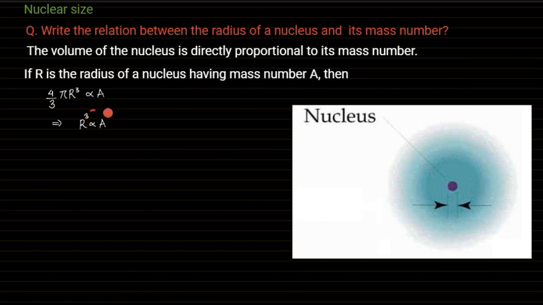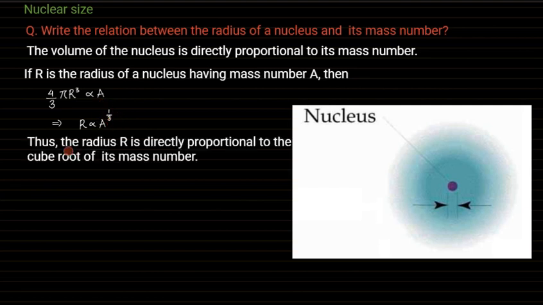Now if I send this power 3 to the other side, then I can write down r is directly proportional to the mass number cube root. 1/3 is your cube root. So the radius of this nucleus is directly proportional to the cube root of the mass number of this nucleus. If I remove this proportionality sign, I have to introduce a constant. So r equals r naught times A to the power 1/3, where this r naught is a constant.